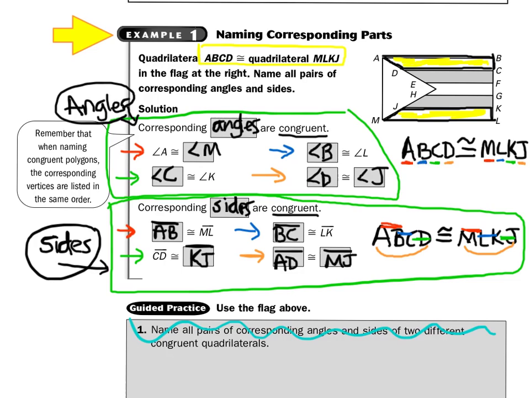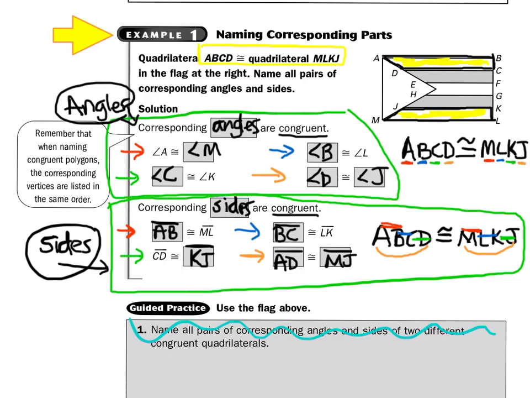Now grab your blue and underline the B and the L. See how they're the second letter? So that means angle B is exactly the same as angle L, and I wrote that right here. Now grab your green and underline C and K. That means that angle C matches with angle K. They're the same. And then use an orange and underline D and J. So that means angle D matches with angle J.